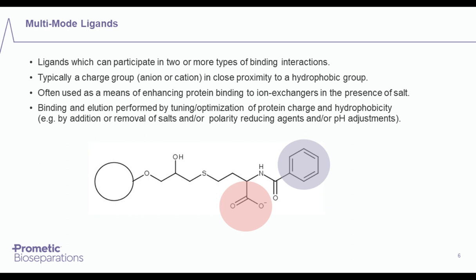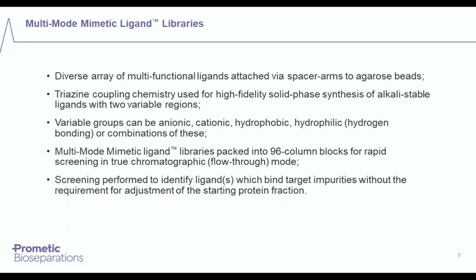As a consequence, buffer and loading conditions need to be optimized to suit the ligands available, which may not always be compatible with the protein in question. We believe a better approach to multi-mode ligand chromatography is to produce a diverse array of multi-mode ligands and select the ligand that has the binding and elution properties compatible with the target protein and feedstock.